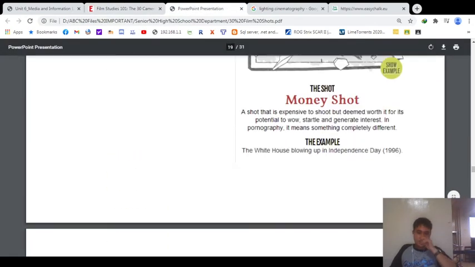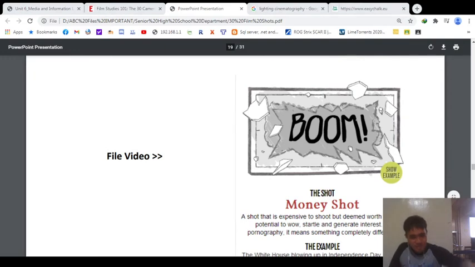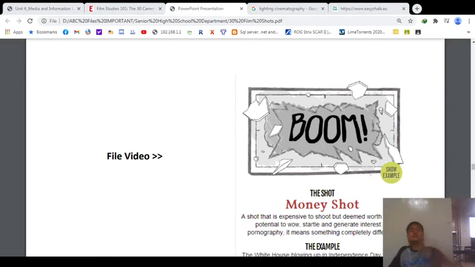Okay, next is the money shot. So, give me an example of this. Anyone? The money shot. Any idea? Or the boom shot? Explosions, vehicles. Okay, explosions of vehicles. One of the most expensive shots in the film industry is the money shot. You have to spend a lot of money to achieve a certain effect in the film that makes the film more realistic.